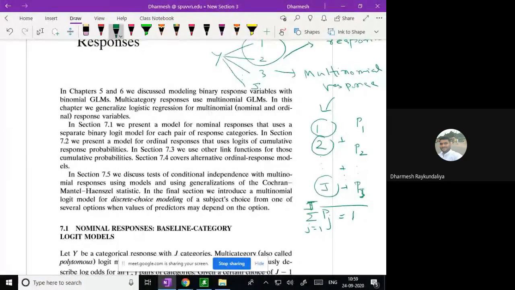Whether the gender of the respondent is responsible, whether the price of the phone is responsible, whether the features are responsible, whether the cameras, memories. So what are the factors which are responsible for deciding the selection of a specific phone?